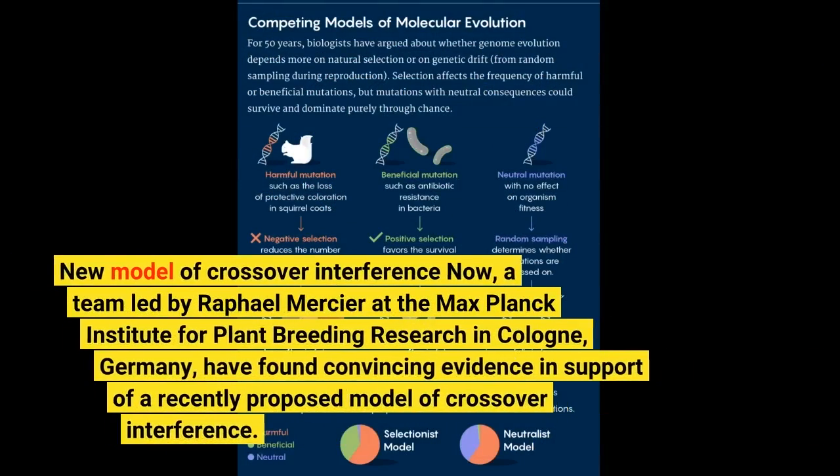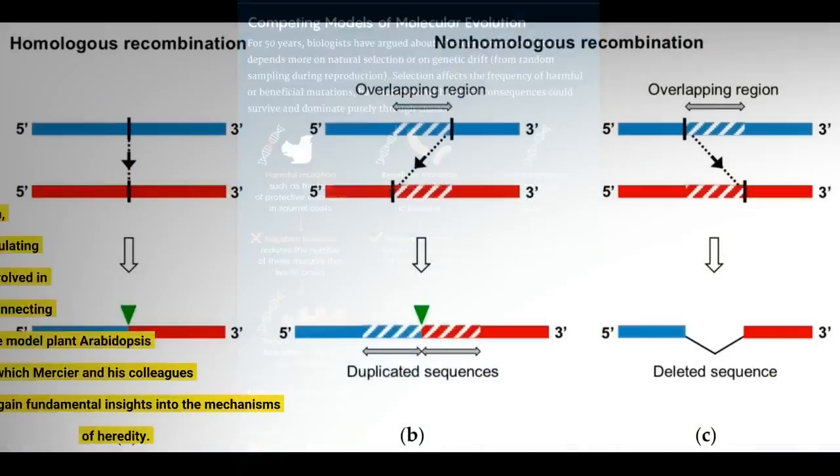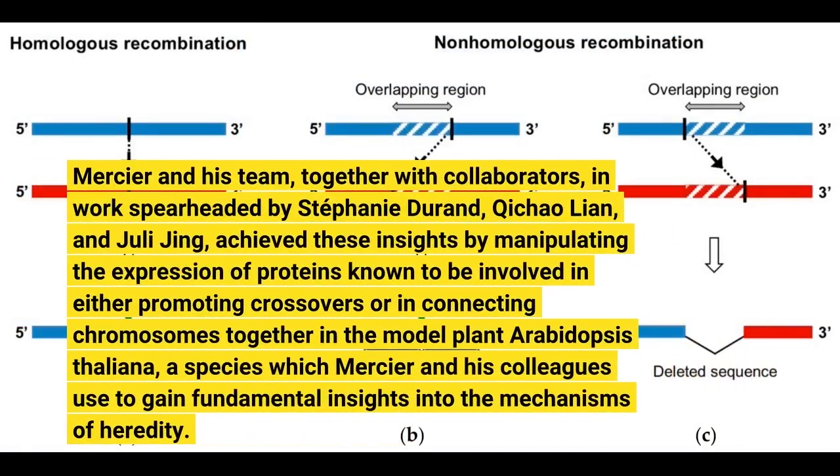New model of crossover interference. Now, a team led by Raphael Mercier at the Max Planck Institute for Plant Breeding Research in Cologne, Germany, have found convincing evidence in support of a recently proposed model of crossover interference. Mercier and his team, together with collaborators, in work spearheaded by Stéphanie Durand, Qichao Lian, and Juli Jing, achieved these insights by manipulating the expression of proteins known to be involved in either promoting crossovers or in connecting chromosomes together in the model plant Arabidopsis.